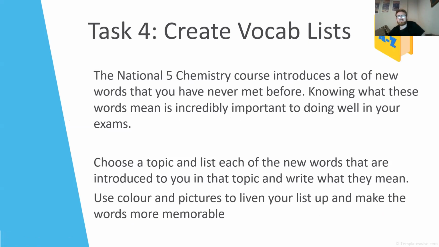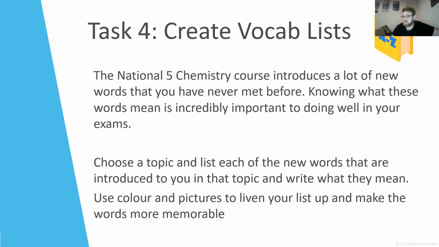Okay. Task 4 is create a vocab list. I know some of you will find that incredibly boring, and some of you might be, yes, that's amazing, I need one of those. There is a lot of new words in Nat 5 chemistry that you just need to know. And you need to find a way to remember all these words, and creating a vocab list might be one of those ways.